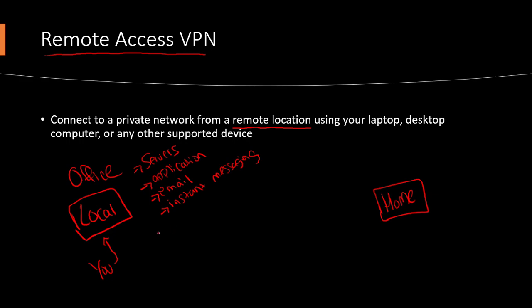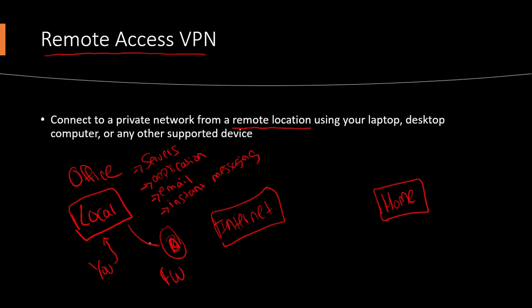So here's how it works. The local network at the office, we know, has a router. The router connects to the local network as well as to the internet. And I should change that because when you're building a remote access VPN, this isn't going to be a router. This is actually going to be a firewall.